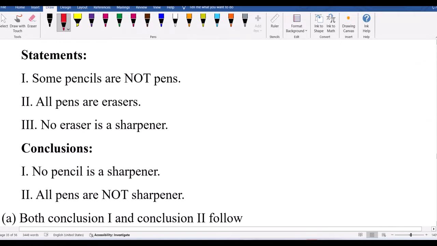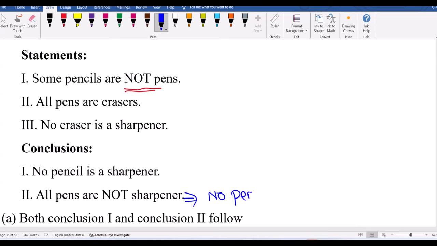Super. Now, statements and conclusions. Whenever 'some' or 'not' is there, it's a confusion question only. Here, all pencils are not sharp means no. This can be written as no pen is sharpener. This is a short note: no pen is sharpener.